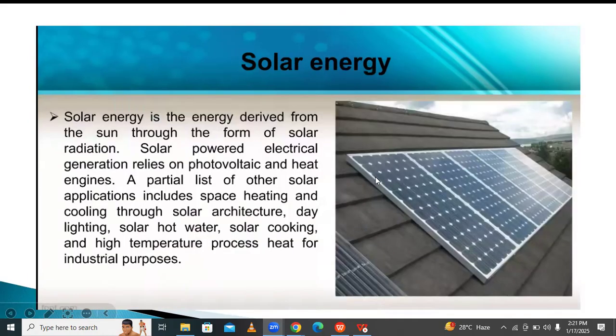Next one is solar energy. By using solar panels, we can generate electricity. Solar energy is the energy derived from the sun in the form of solar radiation. Solar powered electrical generation relies on photovoltaics and heat engines. So this is a simple concept of solar energy.